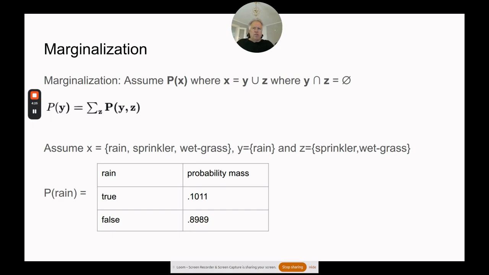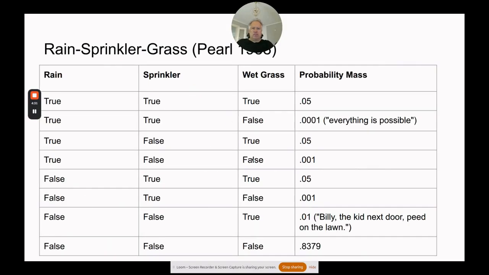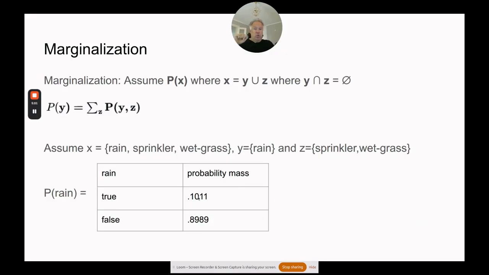The most important operation is what's called marginalization. If we look at this distribution here, and someone asks, what's the probability that it's raining? Well, here's where it's raining. It's raining here, here, here, and here. So there are 4 cases in which it's raining, right? If we sum these probabilities right here, that's the probability that it's raining. So it's 0.1011. And it's 1 minus that for the probability it's not raining.